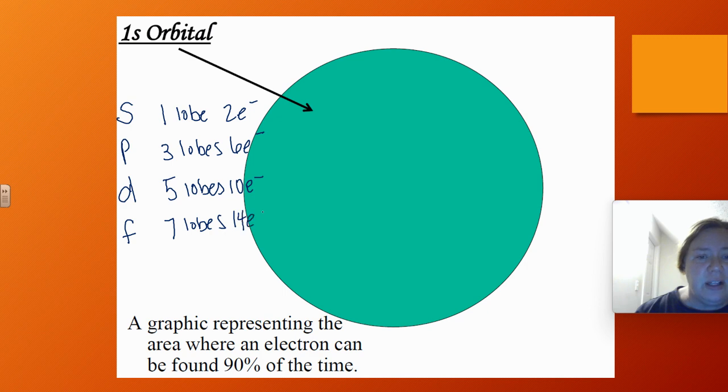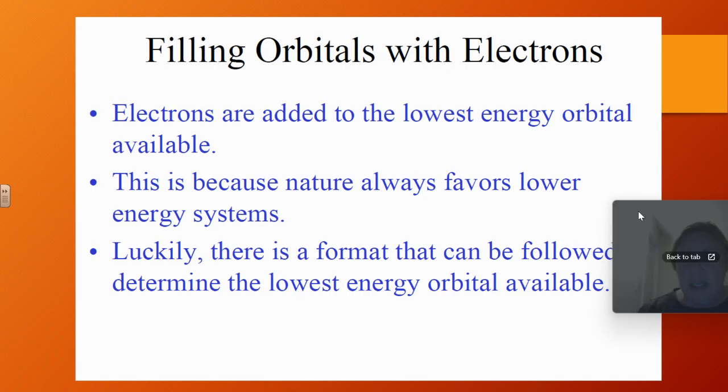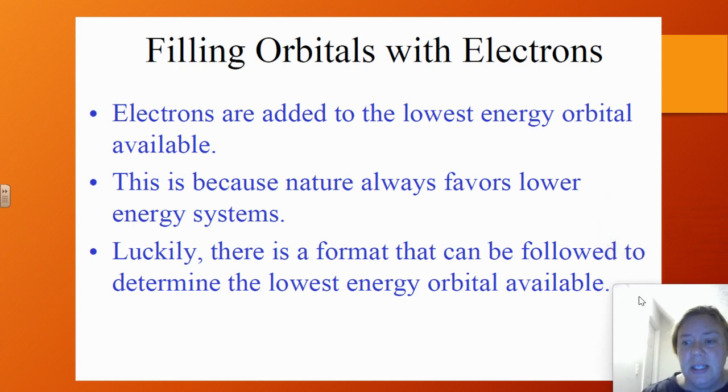And you can figure that out using your periodic table too, because if we count, that's the number of spaces going across each s block, p block, d block, and f block. Now, when we go to fill orbitals with electrons, just a little recall here. I just want to make sure that you realize that electrons are added to the lowest energy orbital available.